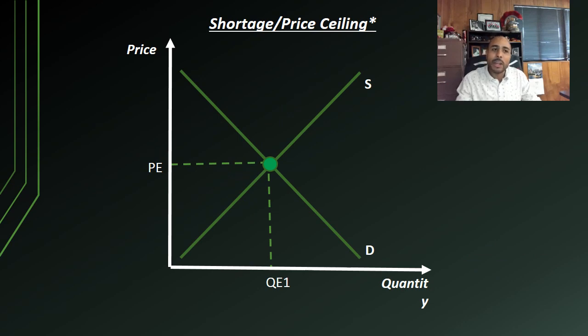Now, let's talk about a shortage or a price ceiling. Now, a shortage does not have to be caused by a price ceiling. A shortage could just be caused by lowering a price, like on Black Friday. When businesses lower their price below normal, it causes shortages. However, sometimes the government will force businesses to lower their price below normal, and that's when we call it a price ceiling.